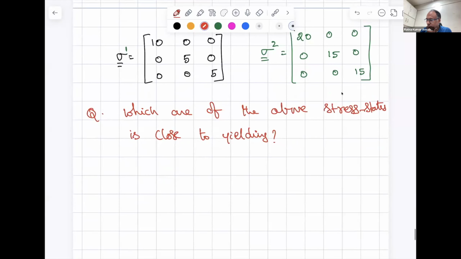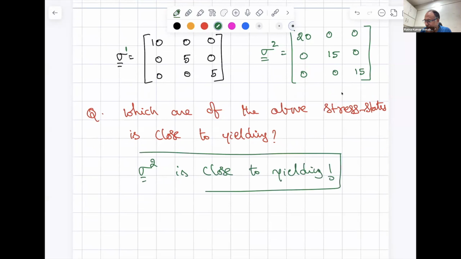So we think that sigma 2 is close to yielding, right? By looking at that. So let us examine whether this is true or not. That is what failure theories allow us to examine in a very nice way. So keep this question in mind, and we will now discuss various failure theories, and then in the end we will come back and answer this question.